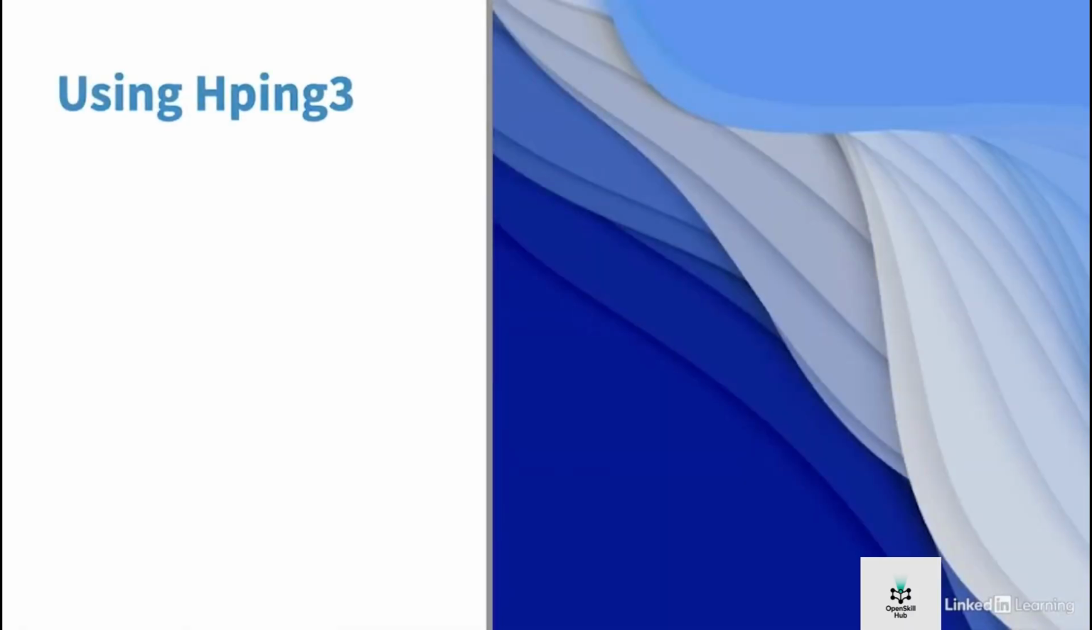HPing3 is a command line tool that can create specially crafted packets to send to a remote host. In this segment, we'll learn how we can use HPing3 to scan, spoof, or launch an attack. HPing3 is very flexible, and depending on your objective, specific flags and options can be set. The tool can craft and send ICMP, UDP, or TCP packets to a remote host and print the results.